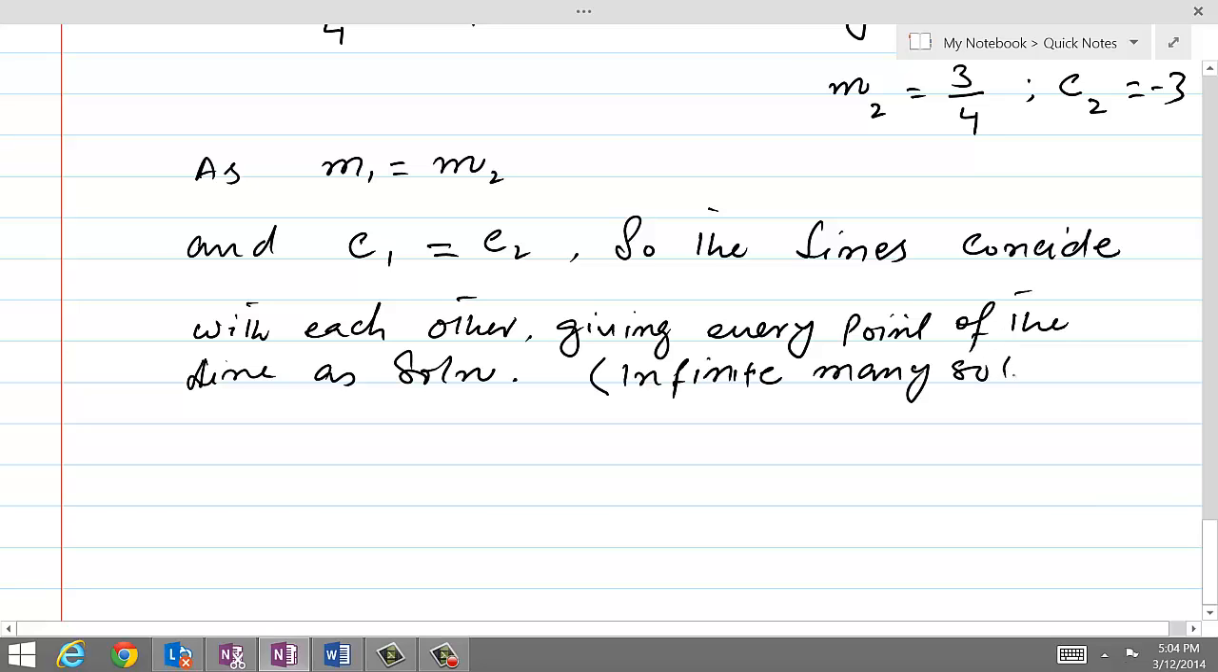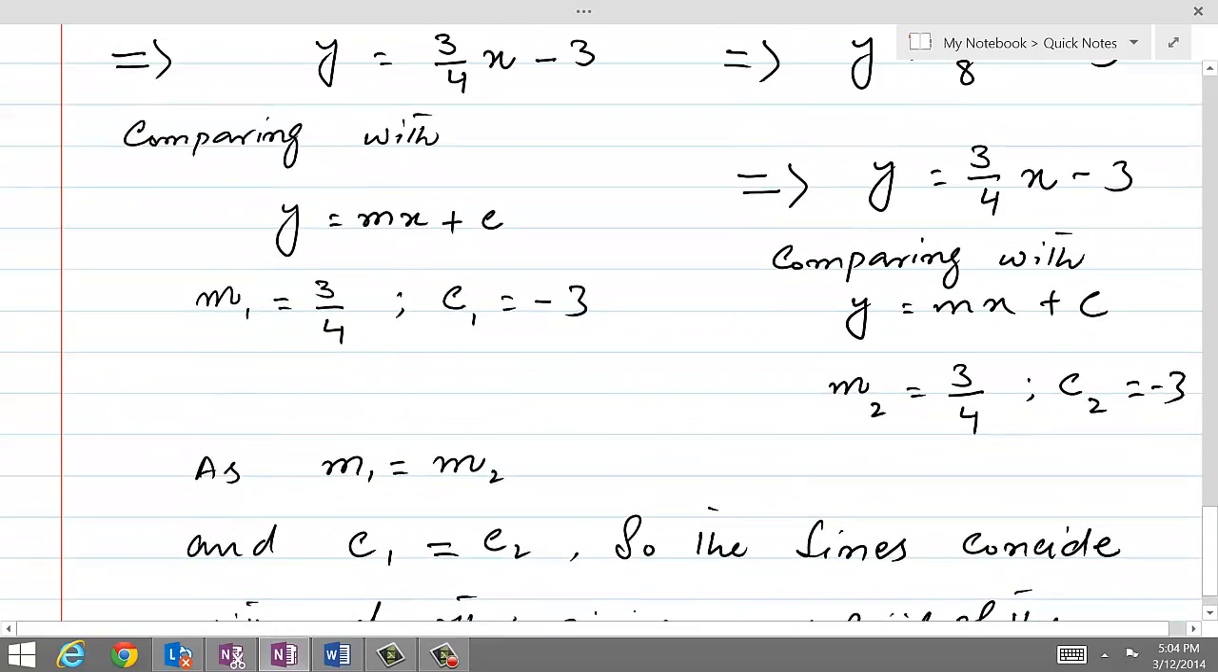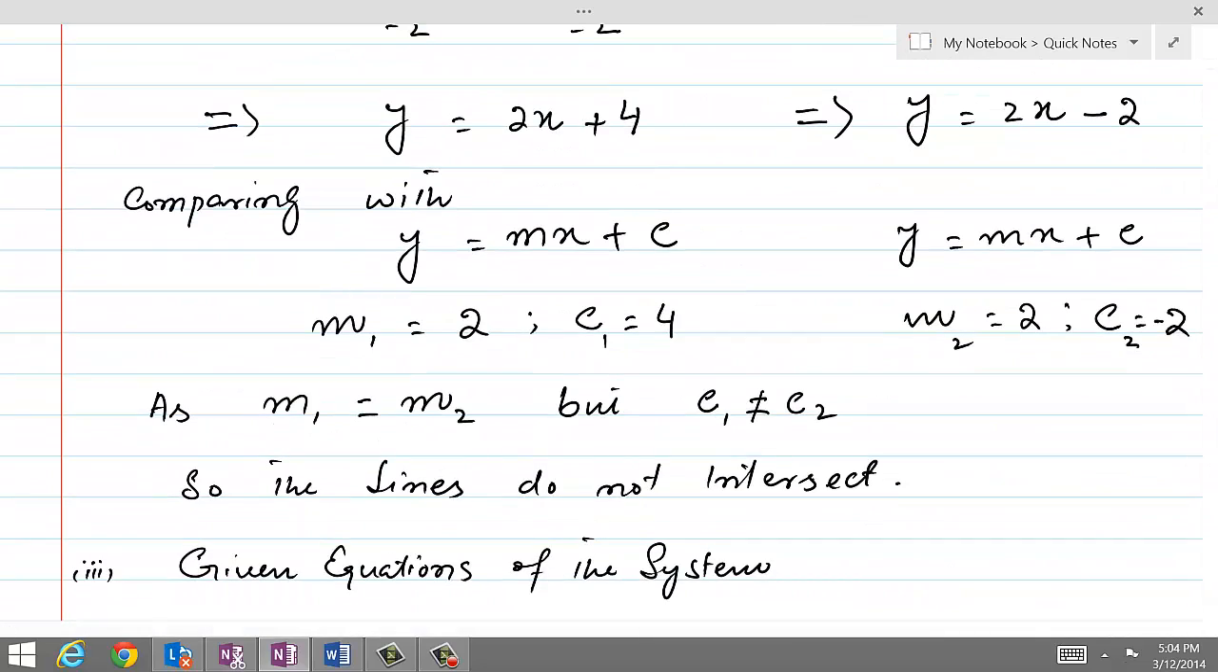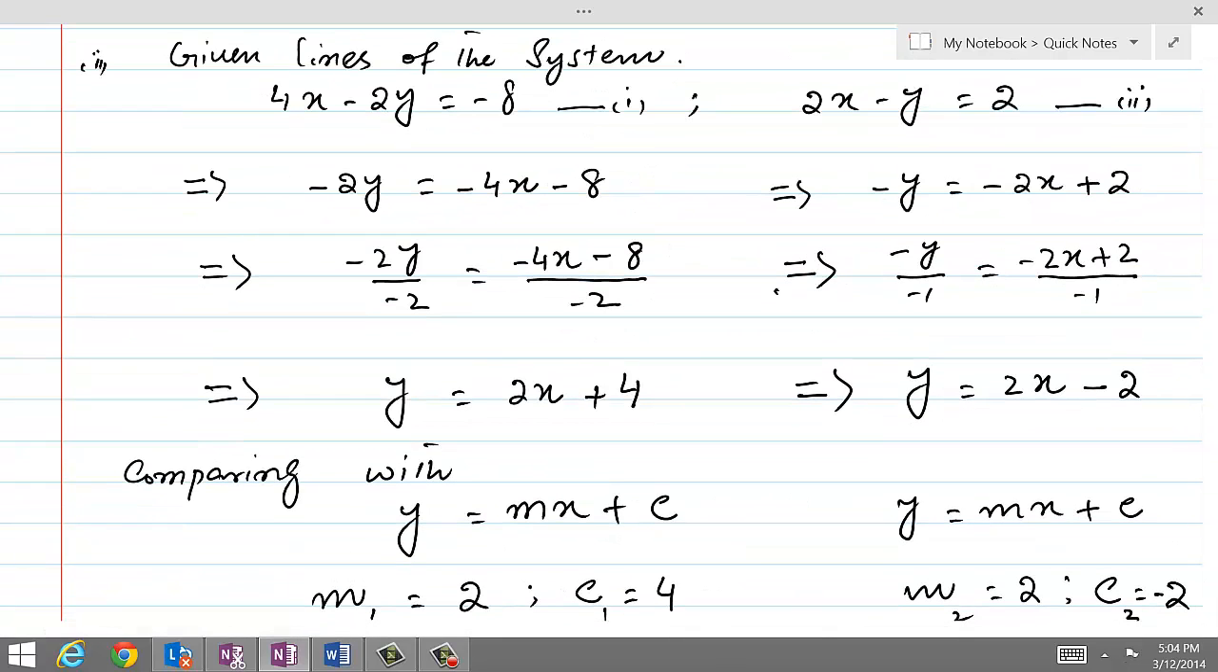And the system in this case is called a consistent system, while in case 2 the system is inconsistent because the lines do not intersect, and the first system is said to have a unique solution.